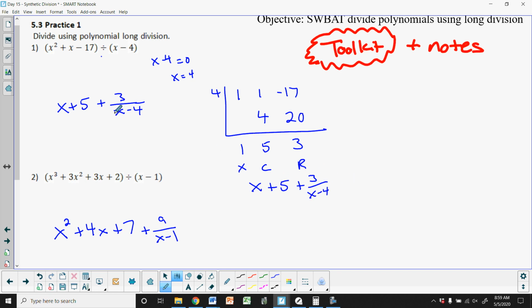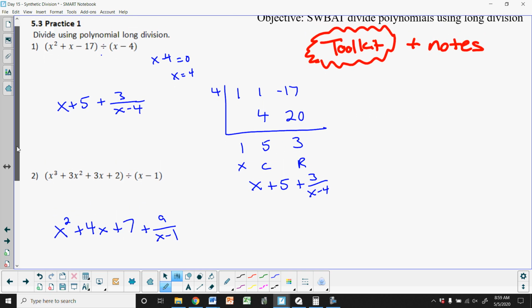So notice that we get the same thing with both processes, but which one is going to be quicker for you? Is it going to be quicker to do this one or with long division? And the more you do one method over another will make one quicker than the other. Which one lends to the least amount of mistakes? So be thinking of that as well.